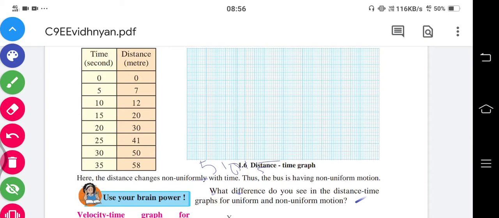And here is the distance. So what distance is covered here? First of all, you write here 10, 20, 30, 40. Like that you can draw from here. So what will you observe? Distance is 0 when time is also 0. Next, time is 5 and distance will be 7 meters, is it? So 7 meters approximately here.